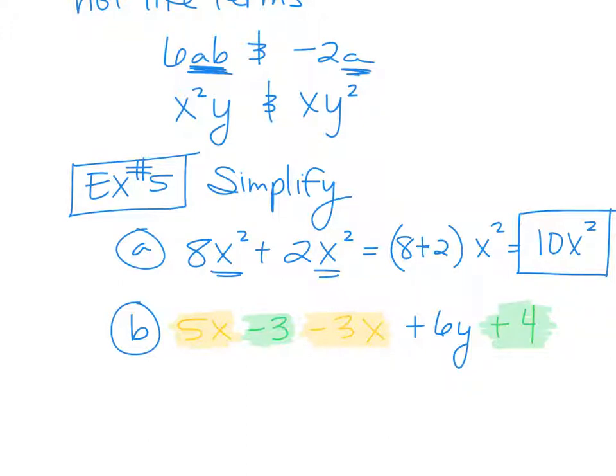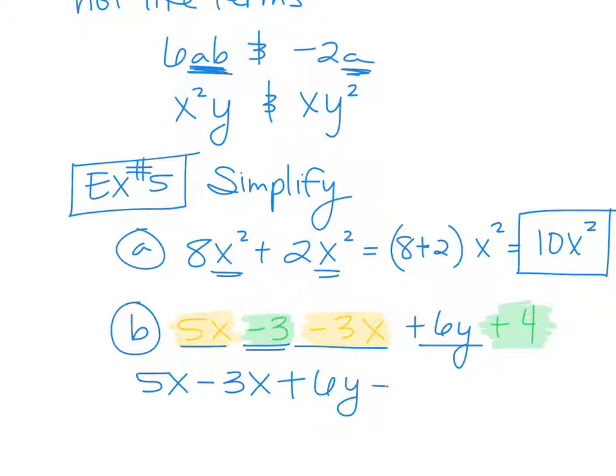It doesn't, okay? So what we're going to do is we're going to rewrite this problem so our like terms are together. So I'm going to do 5x minus 3x. We always put the constants at the end, so we're going to do the y next, plus 6y. And then we have minus 3 and plus 4.